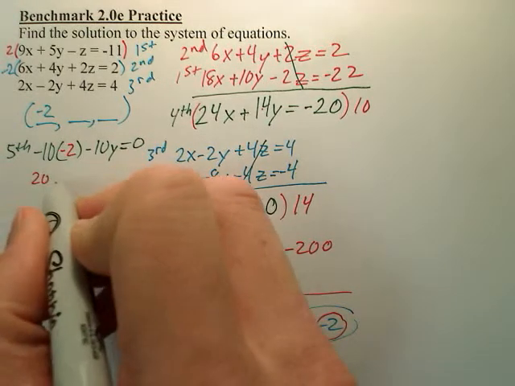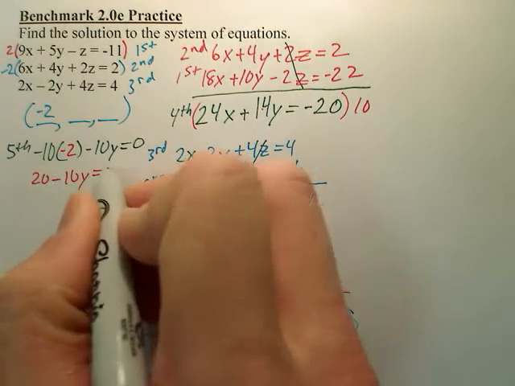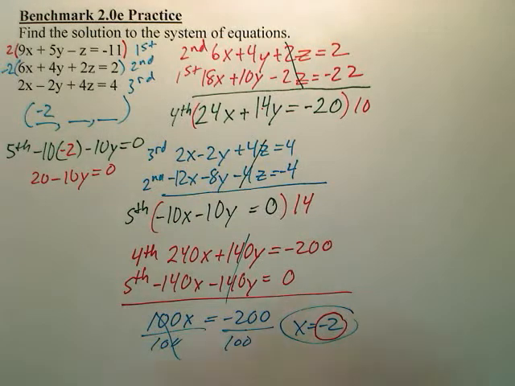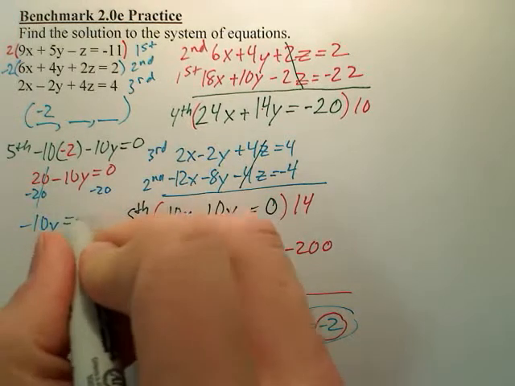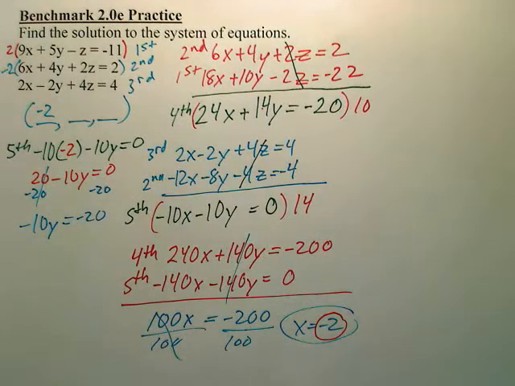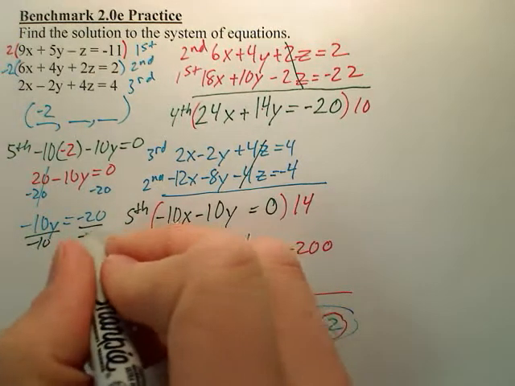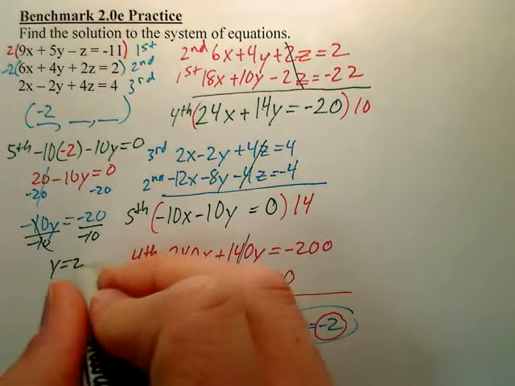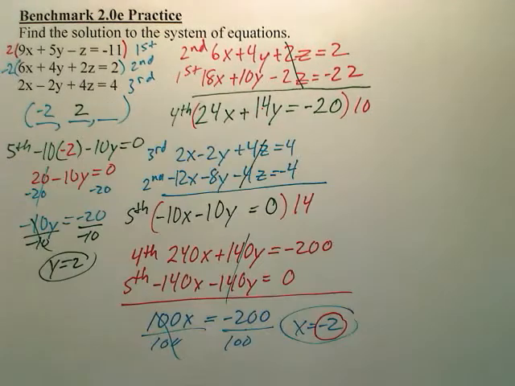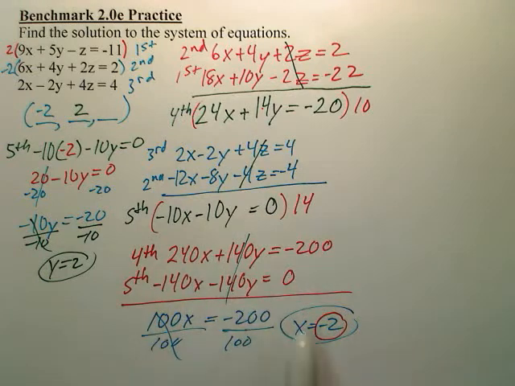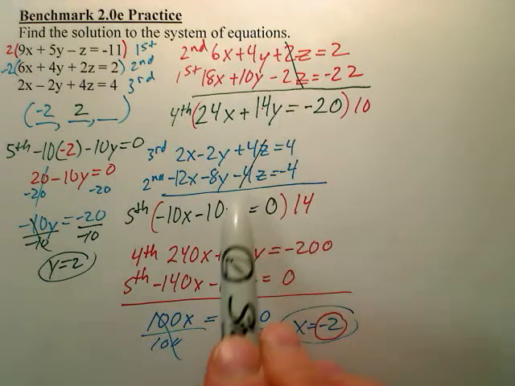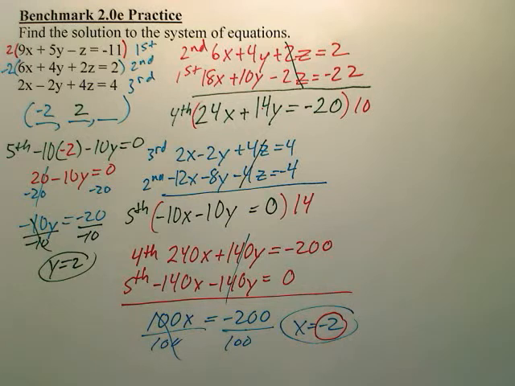That gives me 20 minus 10y equals 0. When you minus the 20 over, negative 10y equals negative 20. And when you divide by negative 10, you get y equals 2. There's another piece. Now, all we did basically is solve my fourth and fifth. Solving my fourth and fifth, I did right here, got my x, plugged it back into my fifth, found my y. How do you find z?